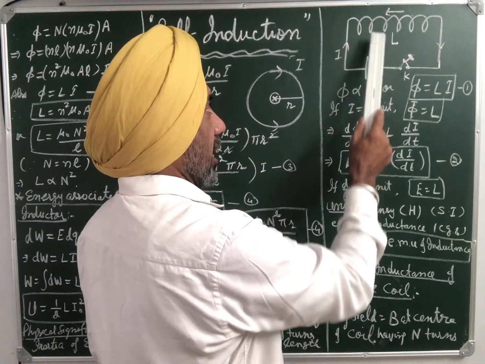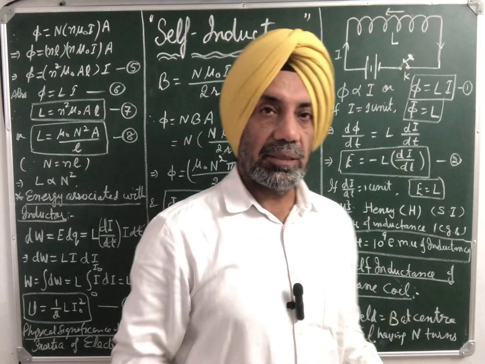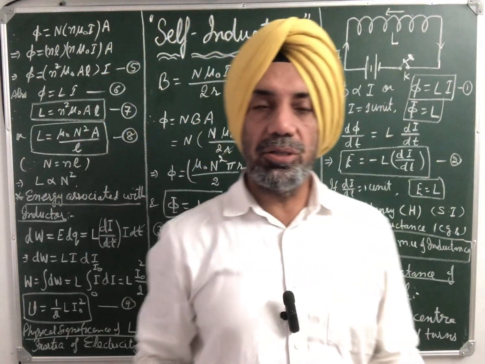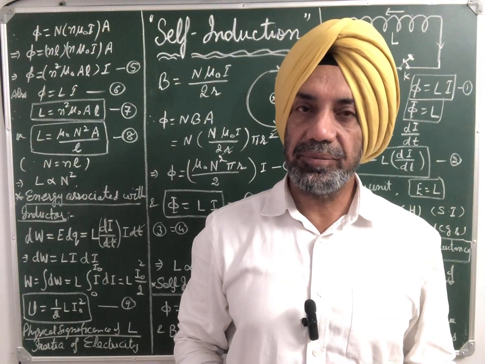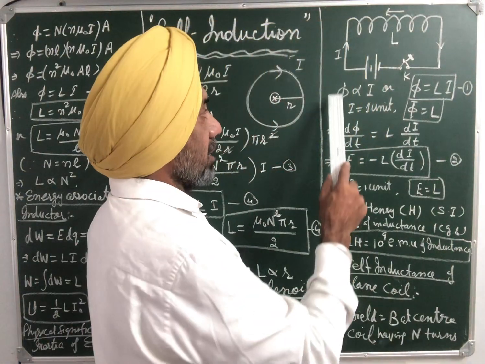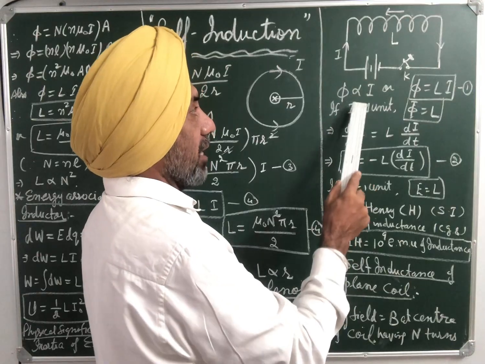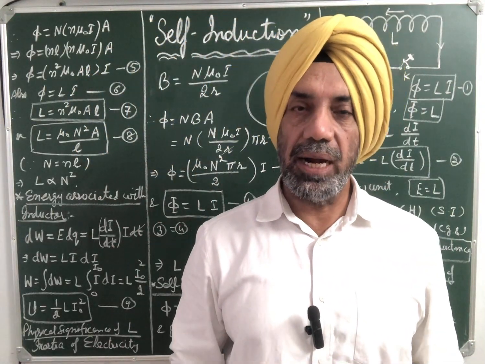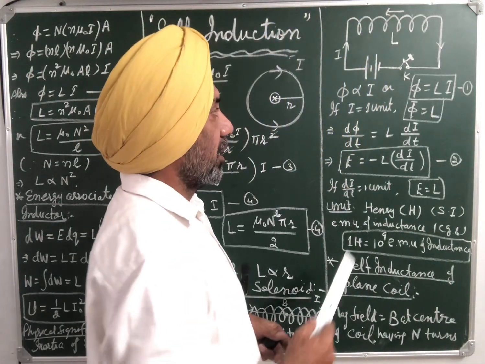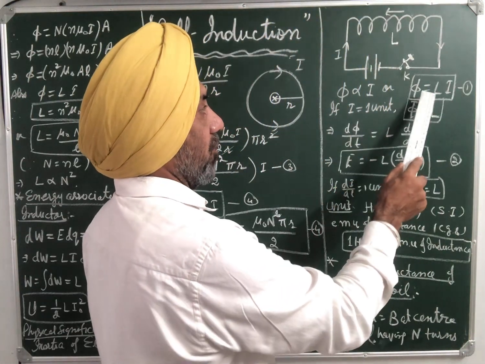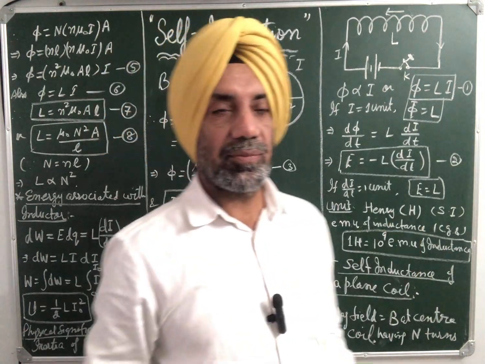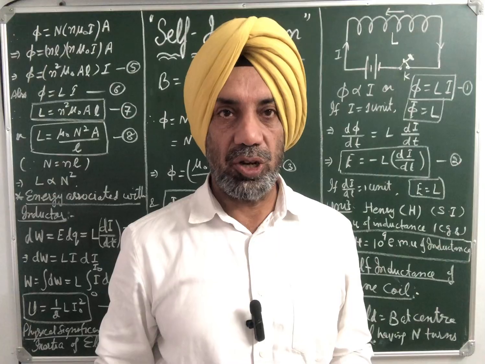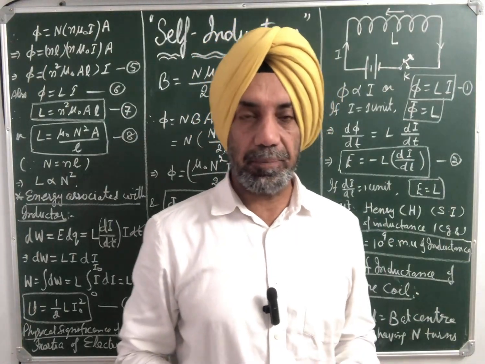Now, when current grows in a circuit through the coil, magnetic flux linked to the coil also increases. This magnetic flux is directly proportional to current through the coil. So more is the current, more is the magnetic flux, or phi is equal to Li, where L is known as coefficient of self-induction or coefficient of self-inductance.